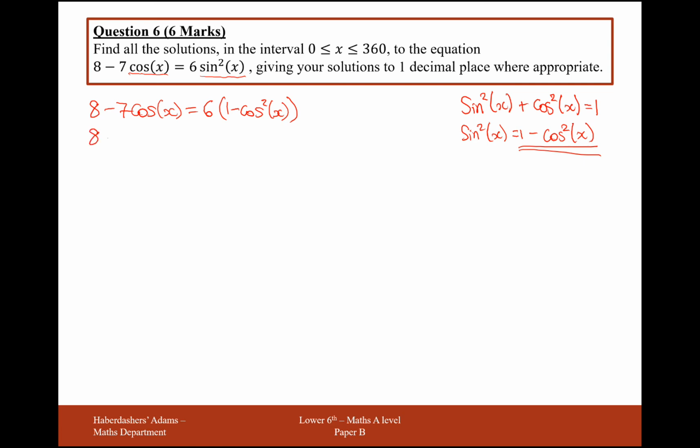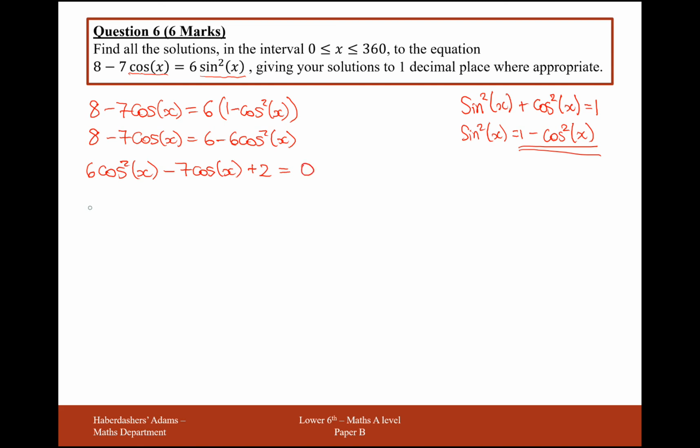Right, let's expand those brackets. Equals 6 minus 6 cos squared x. And as with any quadratic function, we take everything onto one side where there is a positive x squared. In this case, it's a positive cos squared that we want. So add cos squared onto the left, 6 cos squared x. Then it's going to be minus 7 cos x here. And then 8 take away 6 is plus 2, which will equal 0.